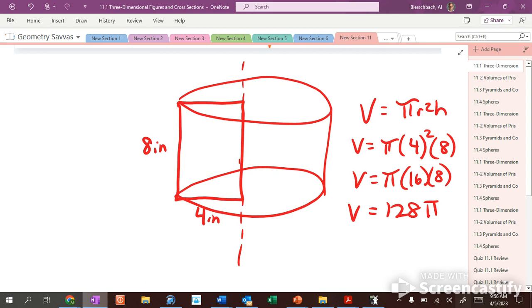Unless they tell you to round to the nearest tenth or the nearest hundredth, then you multiply by pi. You push the pi button on your calculator. But if they tell you put it in terms of pi, you leave it like this.